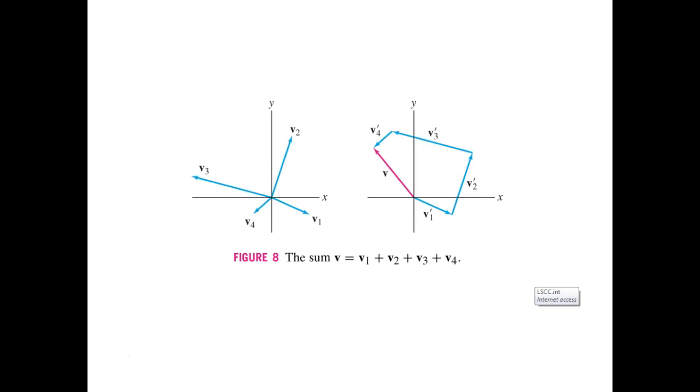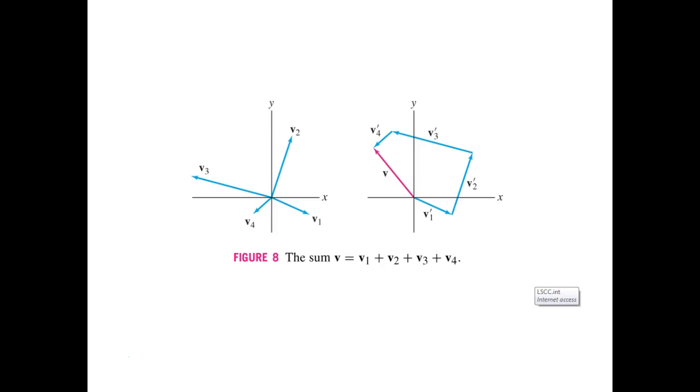All right, here we have 4 vectors. V1 down in the 4th quadrant, V2 up in the 1st quadrant, V3 over here in the 2nd quadrant, and V4 down in the 3rd quadrant. What if you wanted to add those 4 vectors together? Now, we've already established the order doesn't matter in which you add. Neither do the associations.